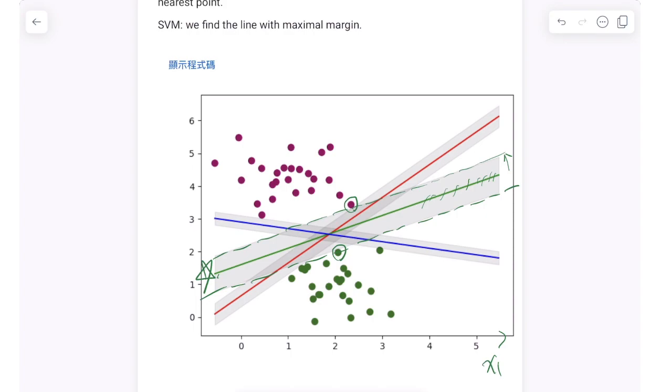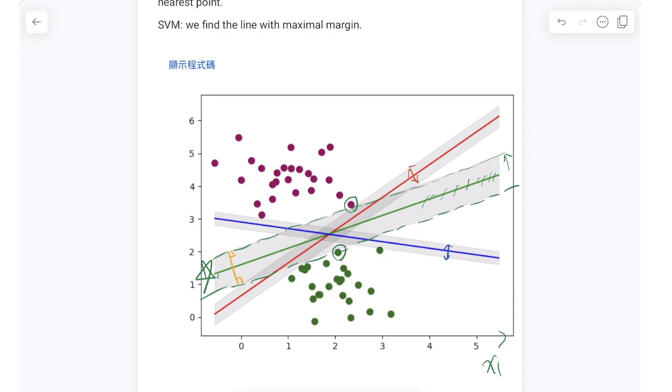From a human's perspective, if you take a look at the green line, red line, and blue line, we believe the green line is the better one to divide the space. The reason is that if you draw the width between the support lines, we can figure out that the width of the green line will be larger than the other two.